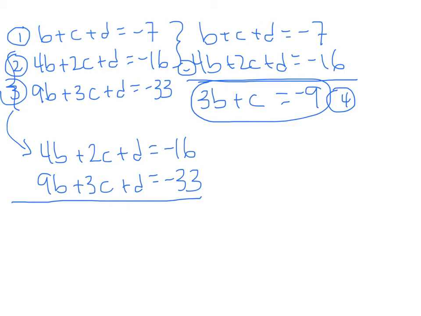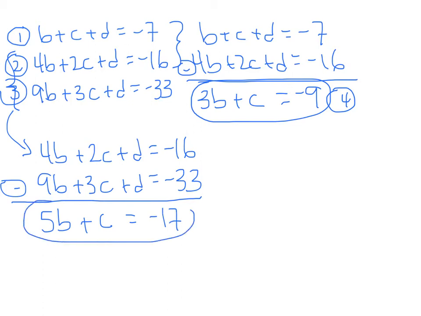Like I did before, I'm going to subtract up. So 9b minus 4b is 5b. 3c minus 2c is 1c. D minus d is 0. And negative 33 minus negative 16 is negative 17. So that is actually my fifth equation. Okay, from here on out, it's actually something we've already done.